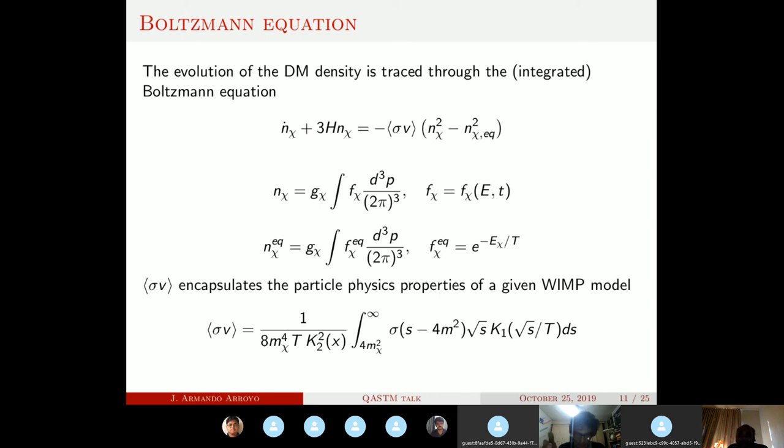Okay. Yeah, and then, so this all comes from the thermal properties, and what is going to encapsulate all the particle physics properties of the model one wants to study is going to be this sigma v, that is the thermally averaged cross section, and it's defined, you can see there, as some ugly integral, but it can also be approximated. You have written this in terms of the Mandelstam variable s. Yes, but this can be approximated as, instead of some integral, some series in v, where v is the relative velocity in the center of mass.